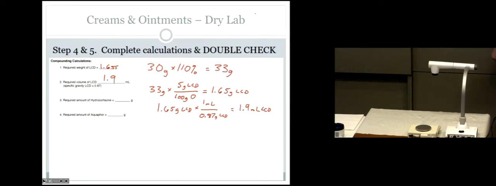Any questions with that? It's just hard because we had to do it in two steps to get to volume. And that's how we will measure it, by measuring the volume. So go ahead and do the hydrocortisone. That's an easy one. It's very much like the weight calculation we just did for LCD. I'll give you a minute. I'll write my answers down.